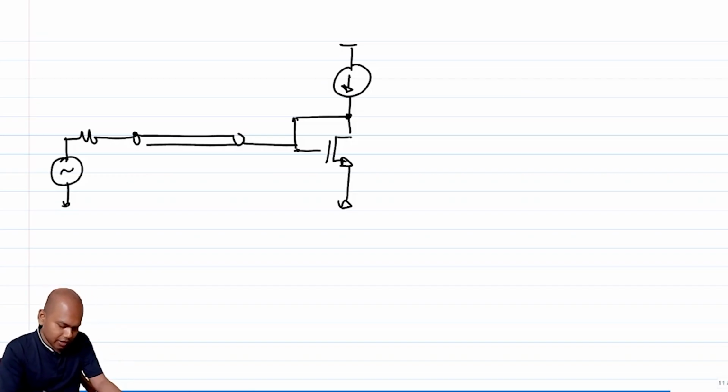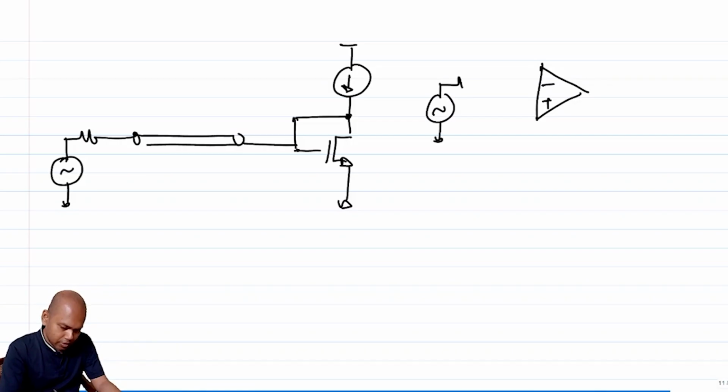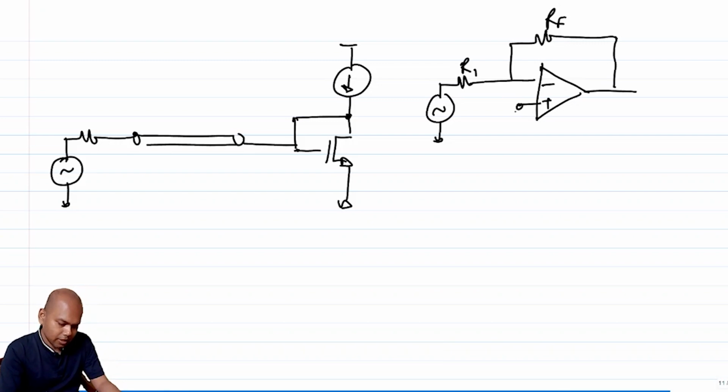one of the topologies that we study in our undergraduate days is, let's say I have an op amp, and let's say I put it in an inverting configuration. I call this RF. This is R1, and let's say this is grounded. Then what is V0? You get V0 equal to minus RF by R1, right? But this is under the assumption that this is virtual ground.